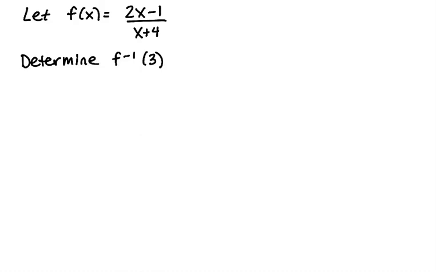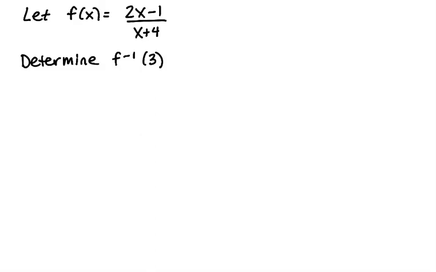Here we are given a rational function f of x equals 2x minus 1 all over x plus 4, and we're asked to determine f inverse of 3. So one strategy would be to use our switch and solve plan and actually come up with the inverse function and then evaluate it at 3.